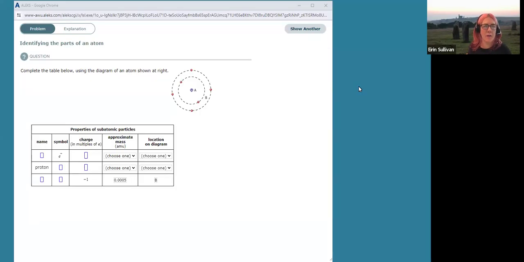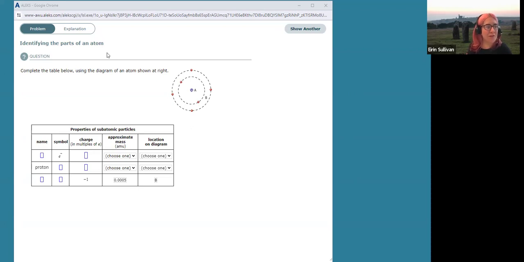To go over how to identify the parts of an atom in terms of where they are, what their symbol is, whether they have a charge associated with them, and their approximate mass relative to each other. So subatomic particles, either charged or uncharged, they either reside in the nucleus or outside of the nucleus.